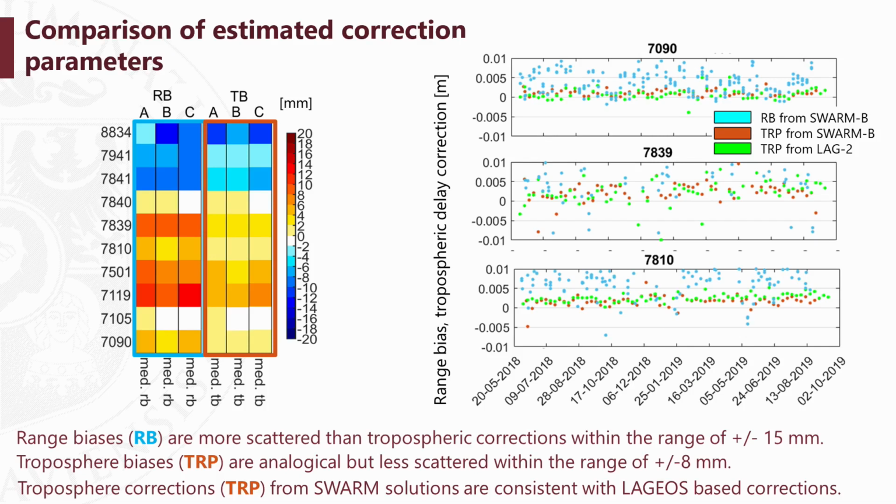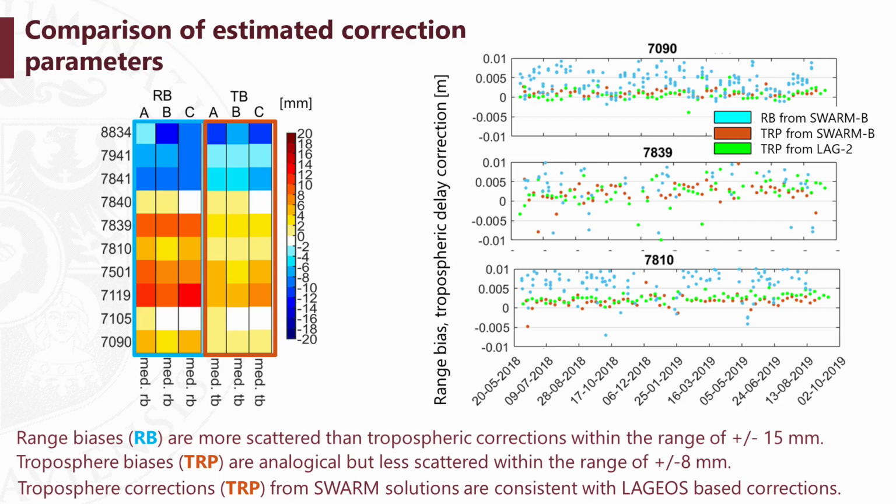Here on the left-hand side, you can see an example of the parameters that we calculated based solely on SLR to Swarm satellites, median values of range biases, for example stations and Swarm A, B, and C satellites. And on the right side, we can see the tropospheric bias corrections. Those types of parameters are, of course, station specific. However, within the Swarm constellation, the values are quite close to each other when we consider range biases or tropospheric biases.